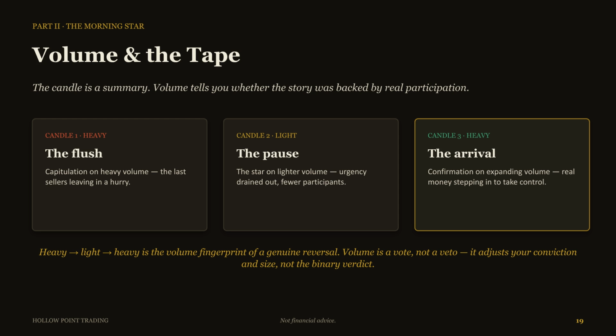Volume provides the pattern's fingerprint. Heavy volume on the flush of candle 1, light volume on the pause of candle 2, and expanding volume on the arrival of candle 3. This heavy to light to heavy progression adjusts your conviction and size, not the binary verdict.